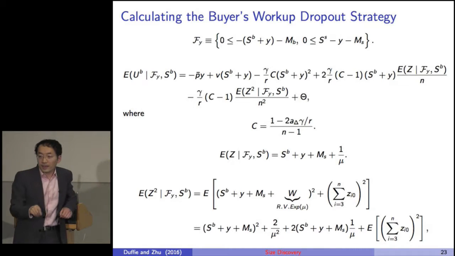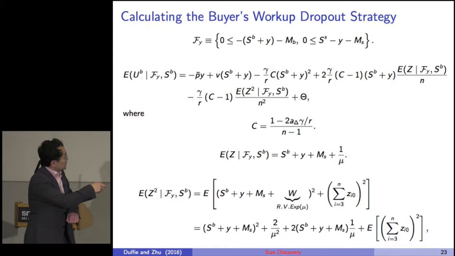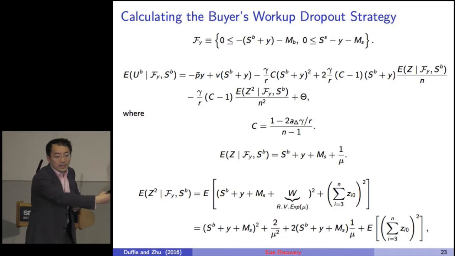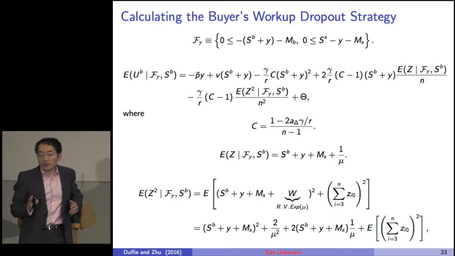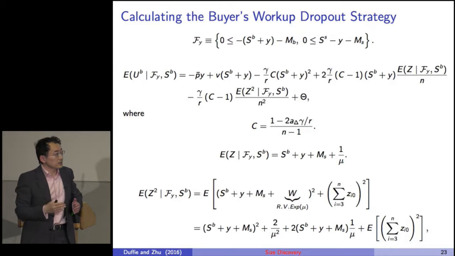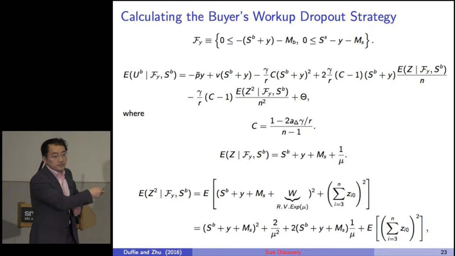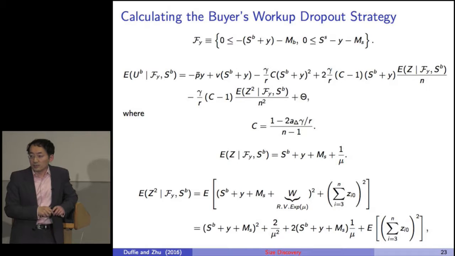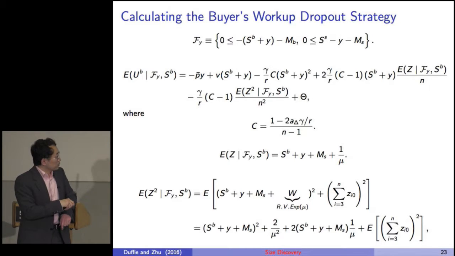But between you, the buyer, and the seller, how much do you have together? You have S of B plus Y. You know that the seller has something more than M of S, but conditional on exceeding M of S, because of the memoryless property of the exponential distribution, the mean is going to be 1 over mu. So this is where the exponential distribution comes in handy, right? So this whole thing becomes a constant right here. You can do the same thing with the second moment. That leads to a linear quadratic function of y.